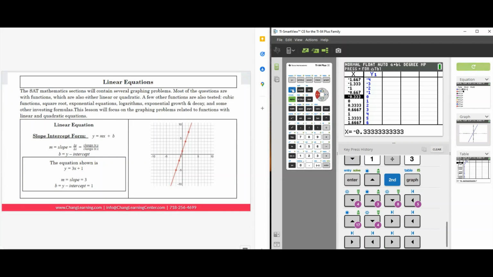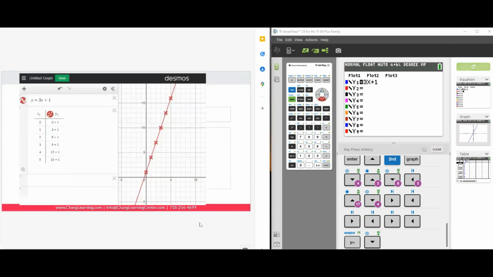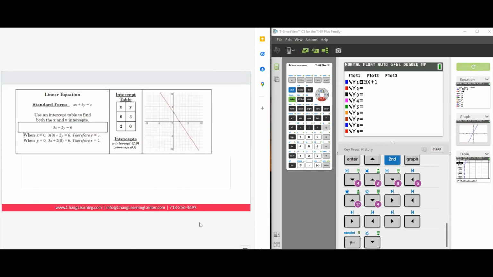Okay. The other thing that you can do that's very interesting is you can enter equations as well in fraction form. So this is interesting here if I go to the next equation, 3x plus 2y equals 6.